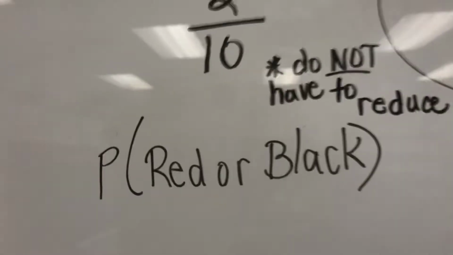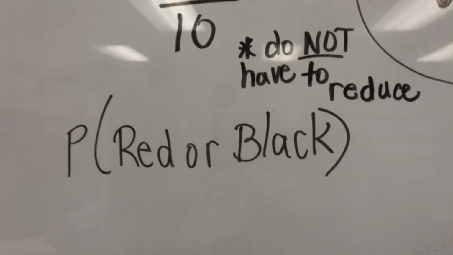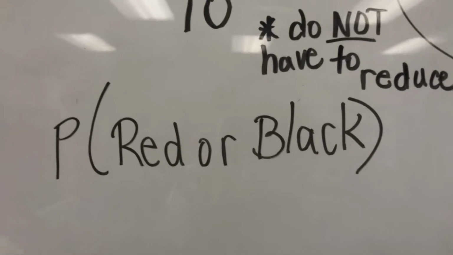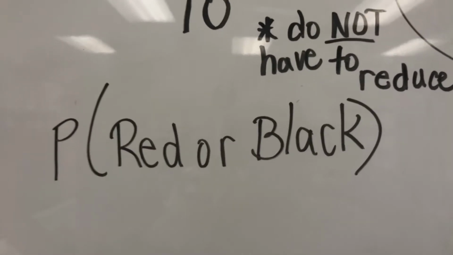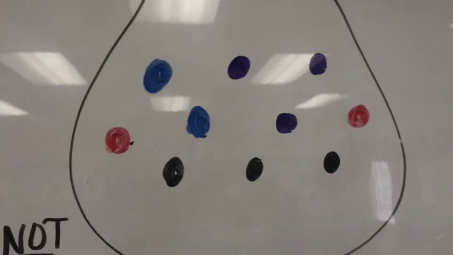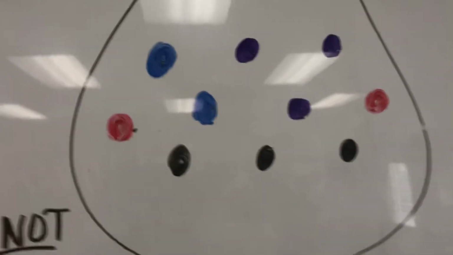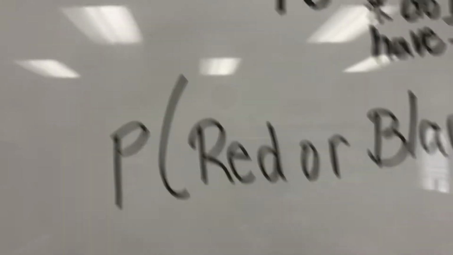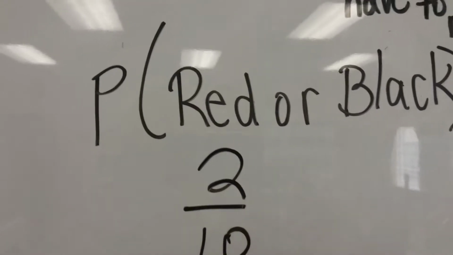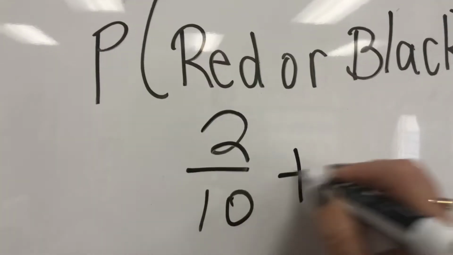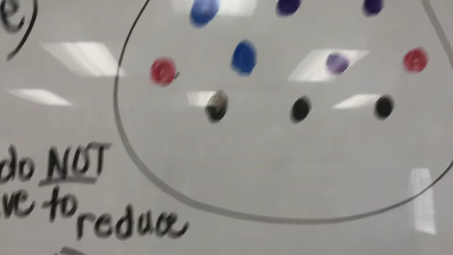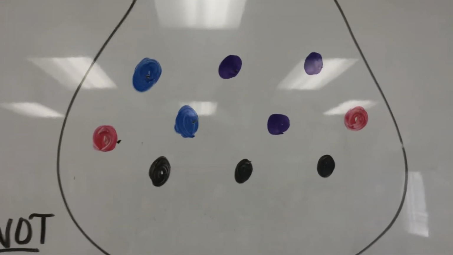Now, let's move on and say, what is the probability of drawing a red or a black? In this situation, you have to figure out first the probability of drawing a red. There are 2 marbles, so it would also be 2 out of 10. And then you have to add the probability of drawing a black. There are 3 marbles that are black.